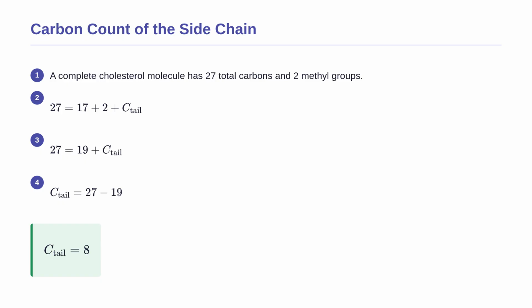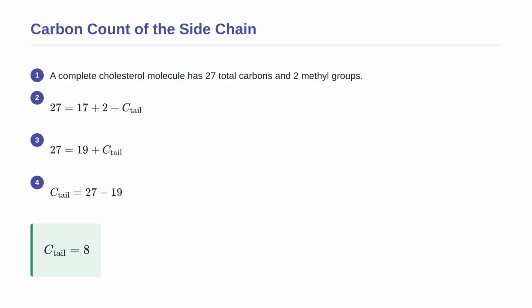Let us use this distribution equation to solve a structural problem. We want to calculate the exact number of carbon atoms present specifically in the flexible alkyl side chain of cholesterol. We are given that the total carbon count is 27, and we know there are 2 methyl groups attached to the core. We use our distribution formula to isolate the unknown tail segment. We substitute 27 for the total, 17 for the universal core, and 2 for the methyl groups.